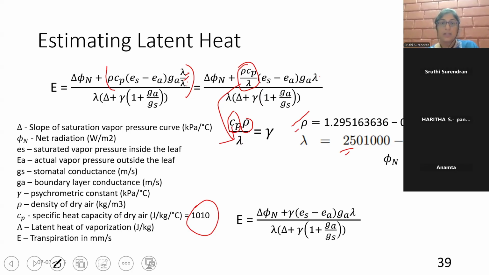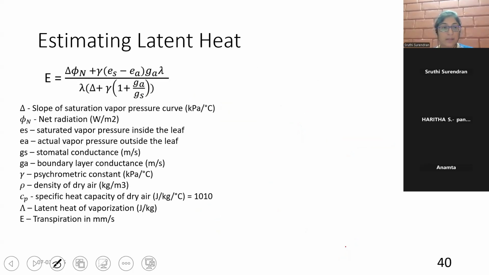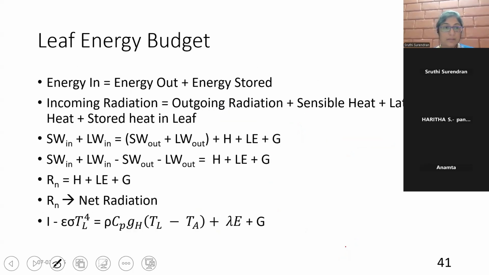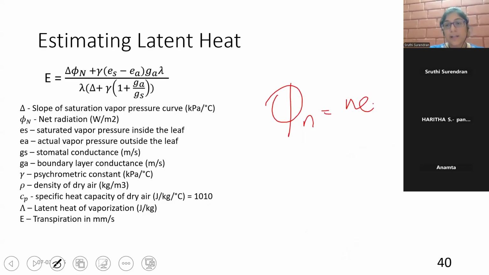So then instead of this rho Cp by lambda in this equation, we multiply this gamma into Es minus Ea by Ga into lambda. So this is the final equation that we use for finding out transpiration in plants when the weather data is available to us. Now, what term is left here is phi n. Phi n is nothing but net radiation. So what is net radiation?